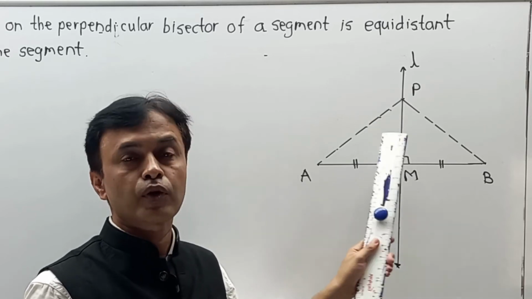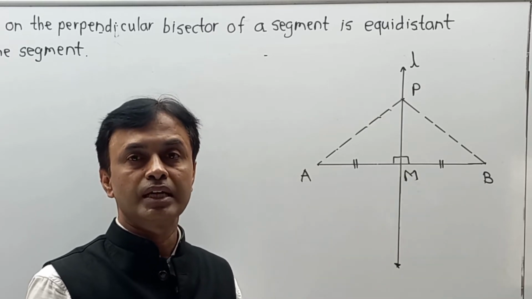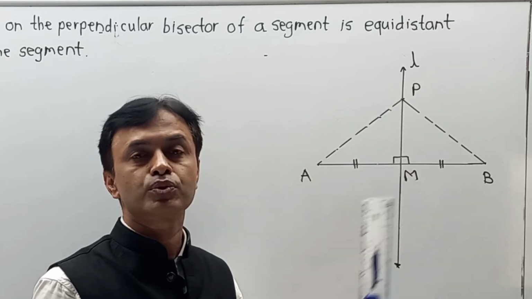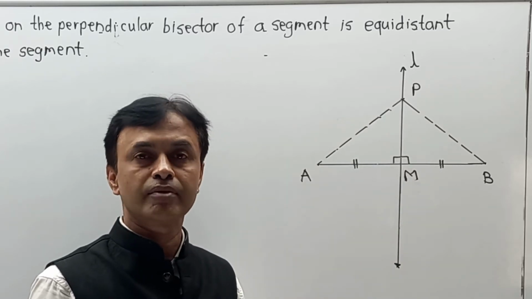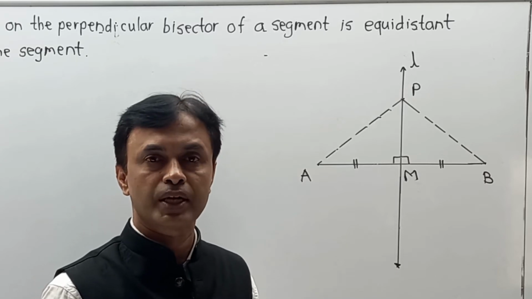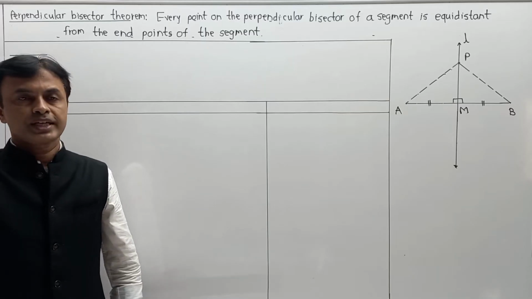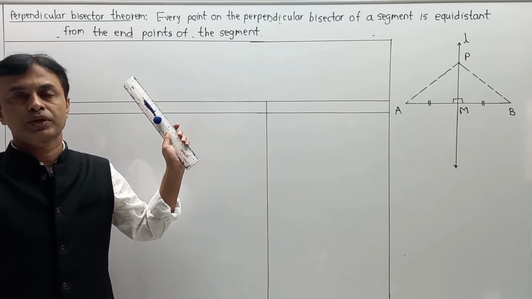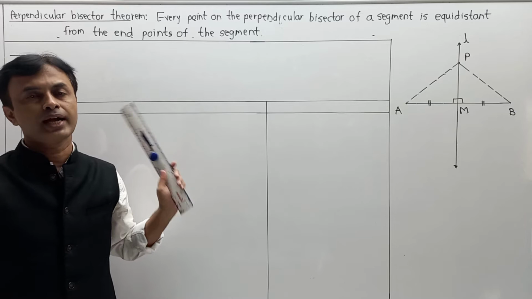First of all, from this diagram we are going to write given, to prove, and construction, and then again I am going to explain how these two triangles are shown to be congruent, and then we are going to write the proof. So please pay attention. Now one by one, whatever we have seen from the diagram, we are going to write over here in the form of given, to prove, and construction.